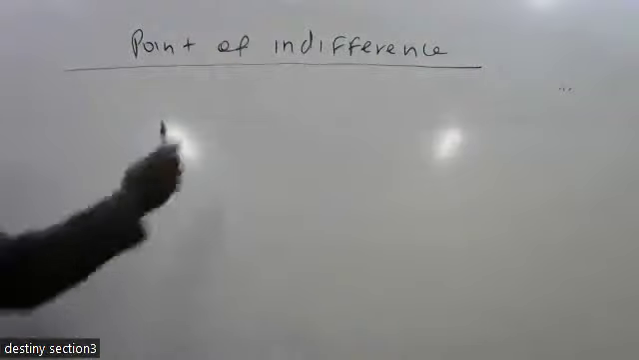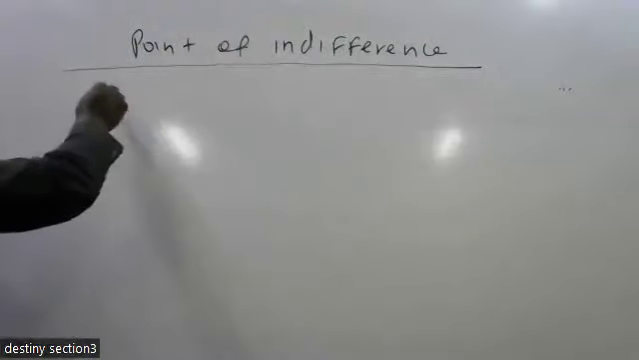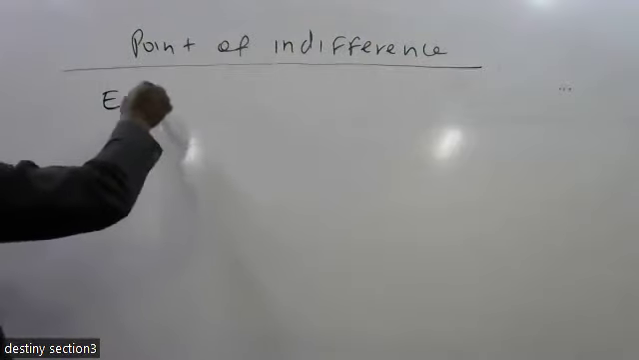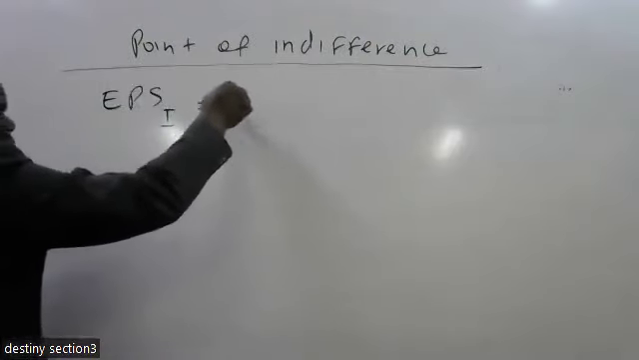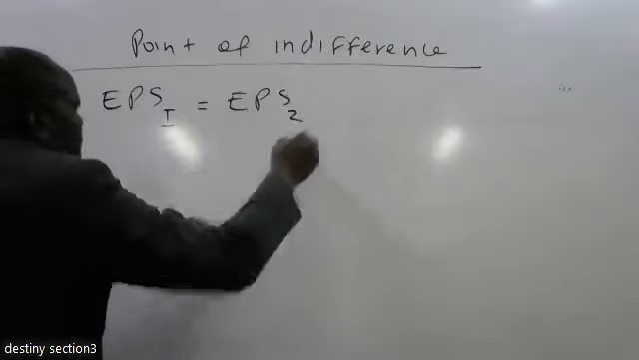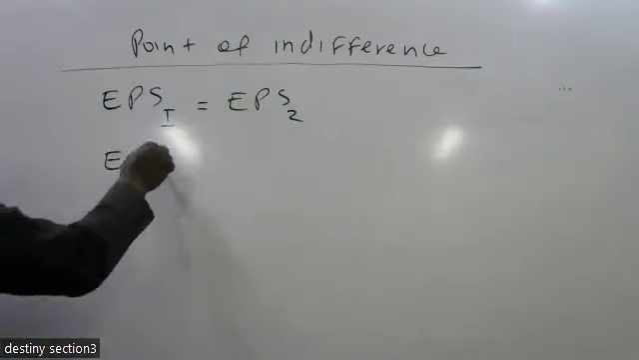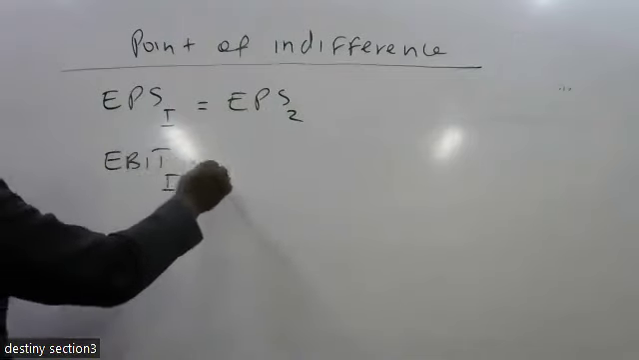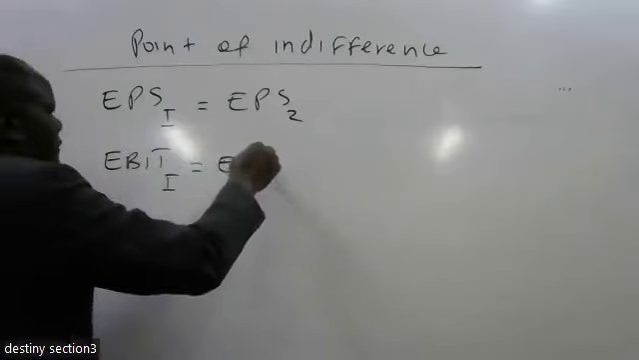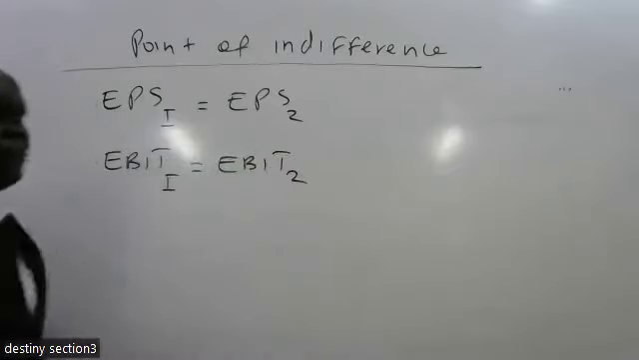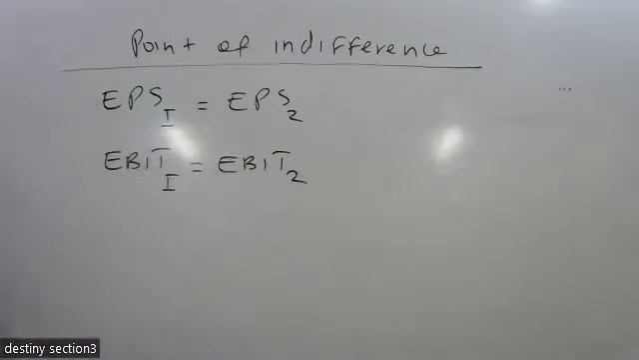So I'm saying that at the point of indifference, earning per share for option 1 will be equal to the earning per share for option 2. Also, at the point of indifference, earnings before interest and tax for option 1 will also be the same as earnings before interest and tax for option 2. That's what I've just explained. At the point of indifference, earning per share of the available financing options will be the same. Also, earnings before interest and tax for the available options will be the same.